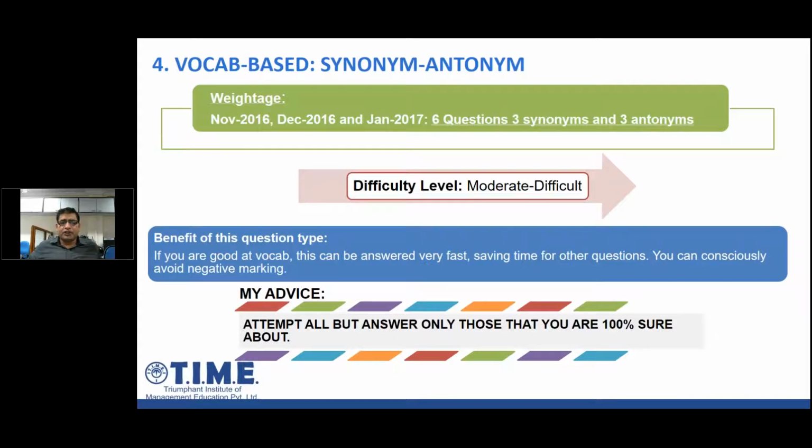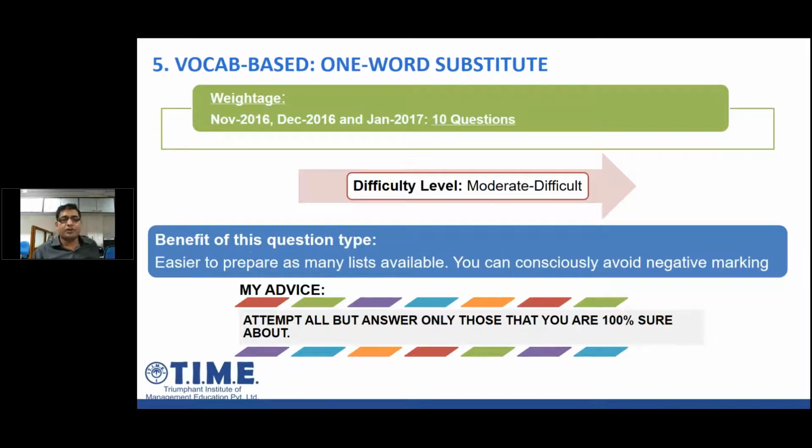The average time taken for a synonym antonym question is about 10-15 seconds. So it brings down your average time of attempt, helping you to save some time for RC and para-based questions. My advice is attempt all questions, I repeat, but answer only those that you are 100% sure. No guessing. We go to the next vocab question type, and that is one word substitute.